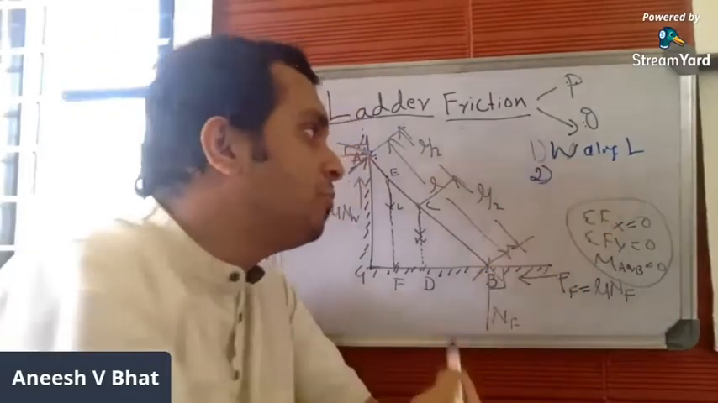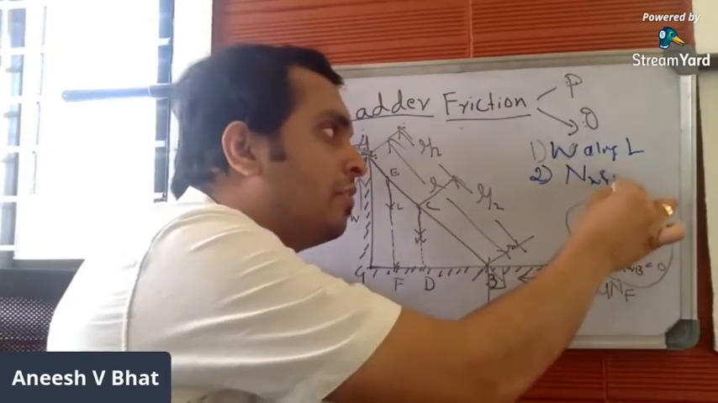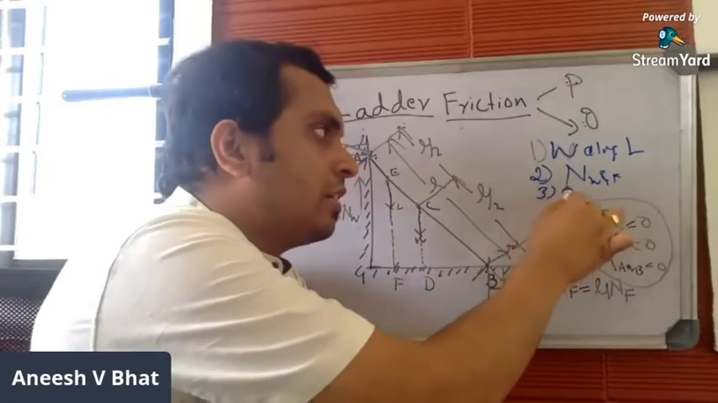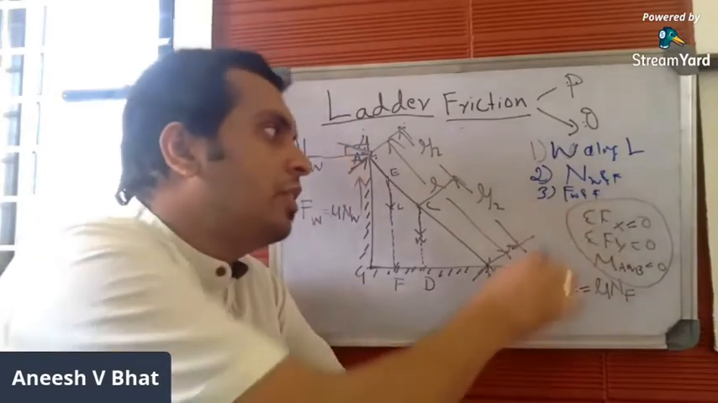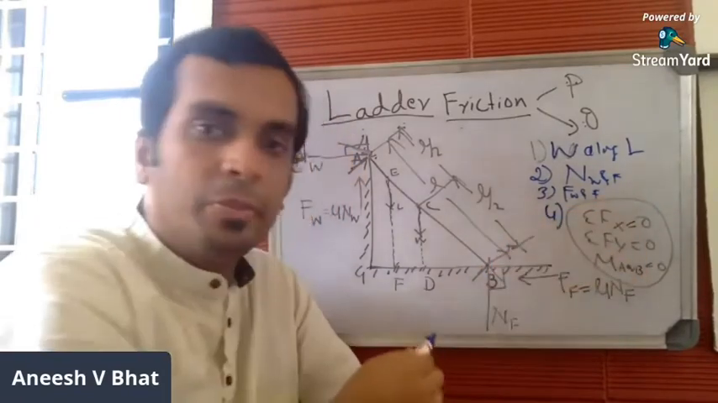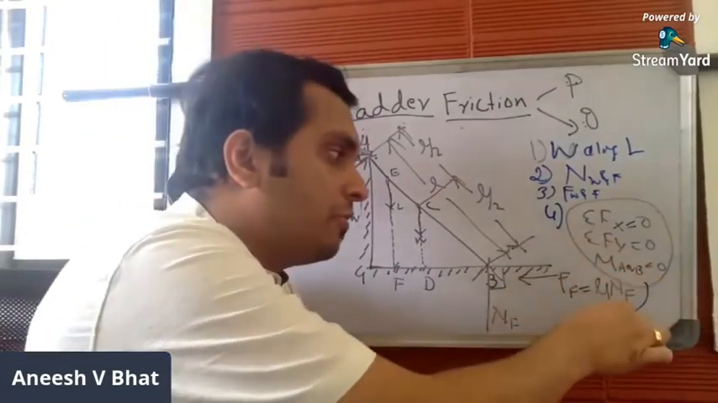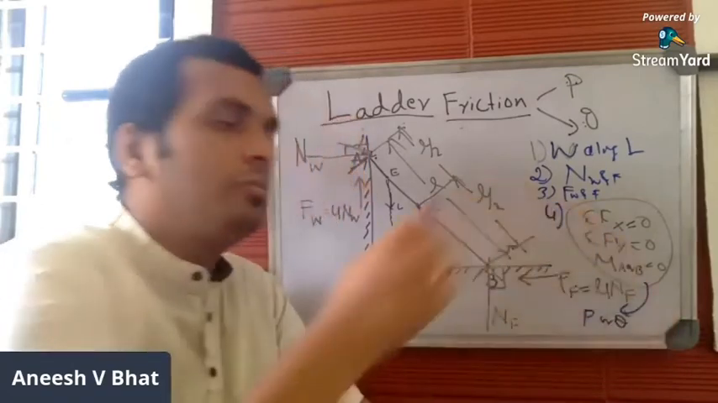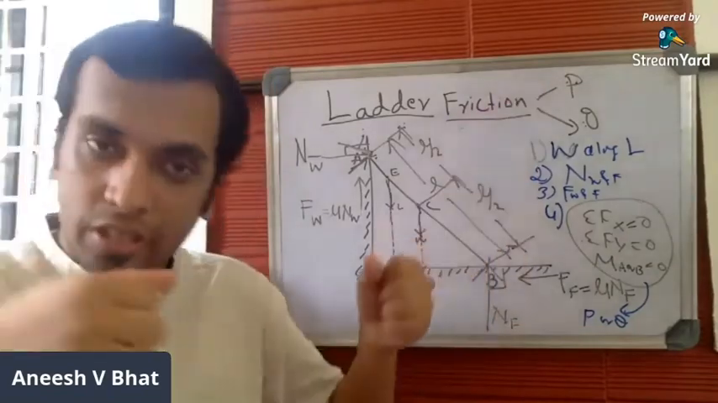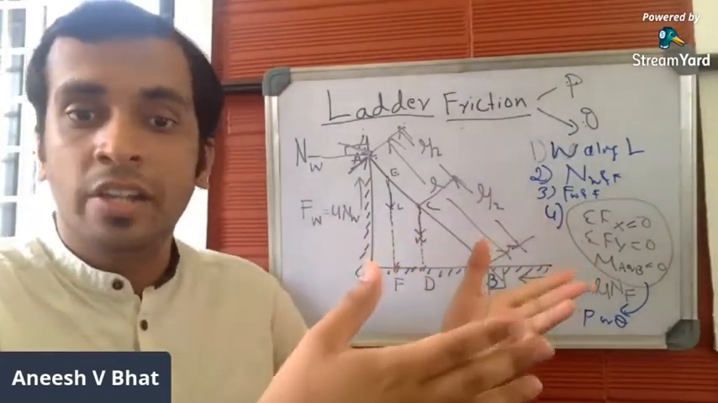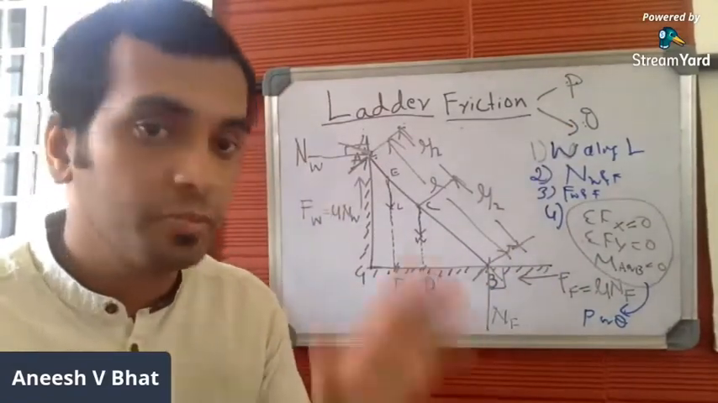Step number 2 is to mark the normal reaction offered by wall and floor. Step number 3 is to mark the frictional resistance offered by wall and floor. Step number 4 is to apply the conditions of equilibrium, in order to find the condition of equilibrium using which you'll be finding the value of P or theta. These are the steps to find the external force you apply at the foot of the ladder, or if there is no external force, you'll be finding theta. So using these four steps, hope this is clear.